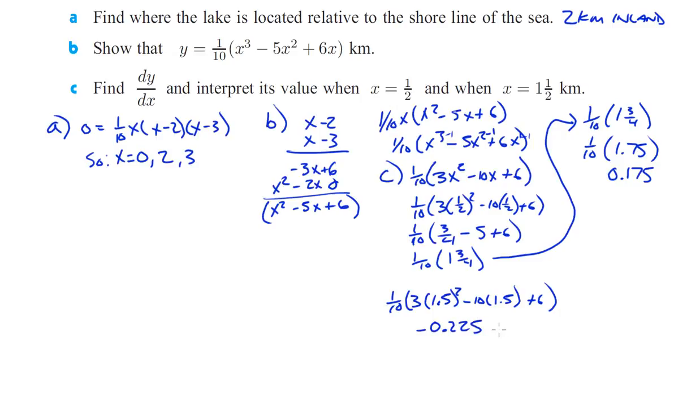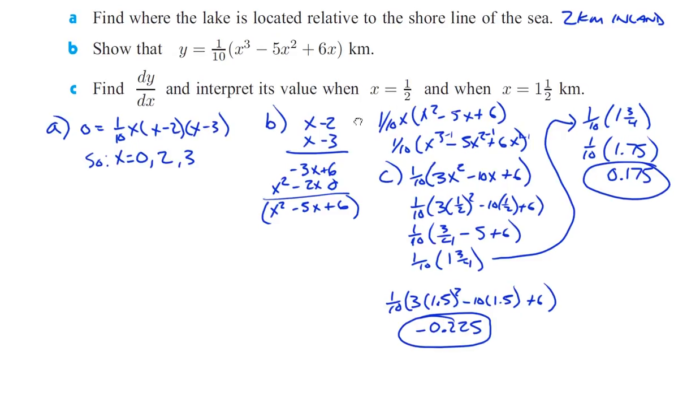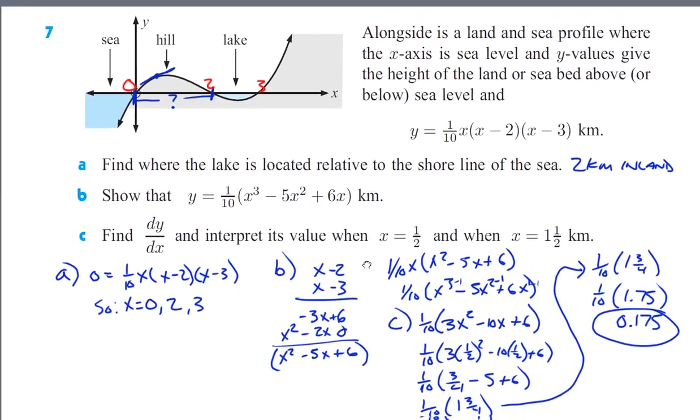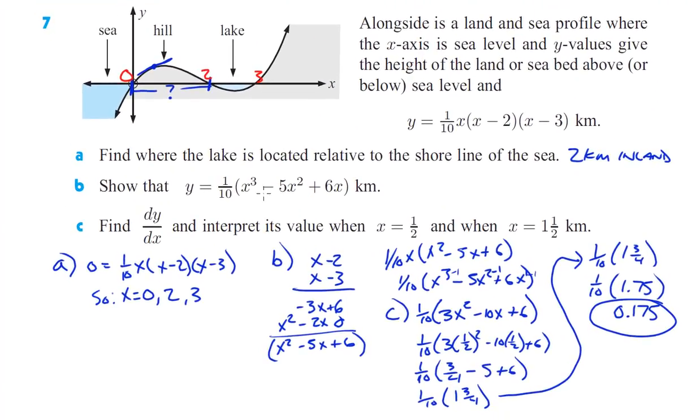Okay, and the calculator should do all the order of operations nicely for us, and it gets us negative 0.225. Okay, so interpret the value there. Since it's negative, that means it's now going down. So looking back at our picture here, we know that it's somewhere over here, right? So that means that the very top of the hill is between 1/2 and 1.5. All right? Okay.